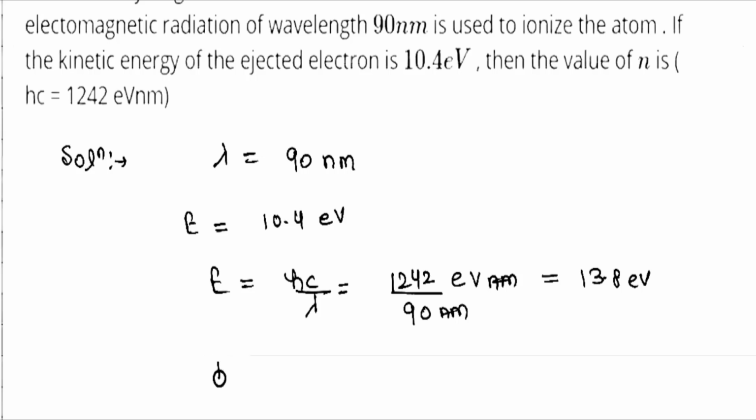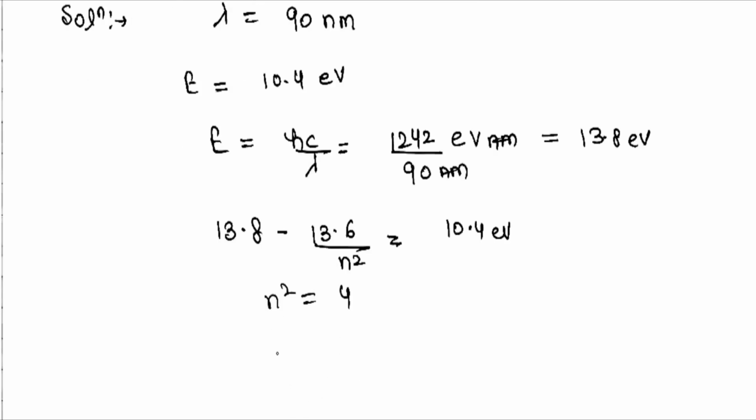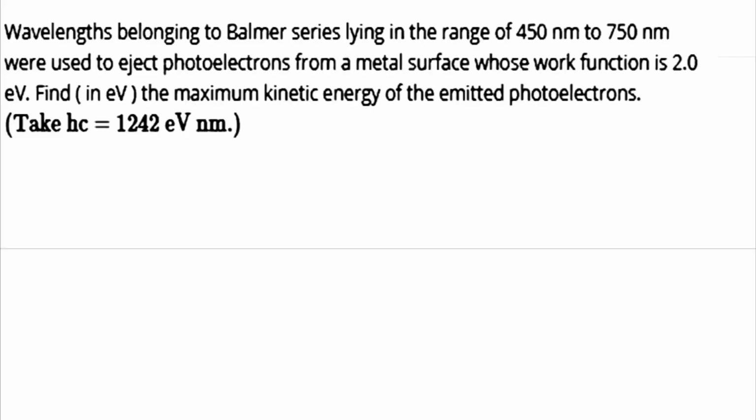We have given here the kinetic energy of the ejected electron is 10.4. So we can write here 13.8 minus 13.6 divided by N square is equal to the energy of the ejected electron, that is 10.4 electron volt. So from this we get N square is 4, and if we apply root on both sides, N is root 4, that is 2, and this is the answer for this question. Thank you.